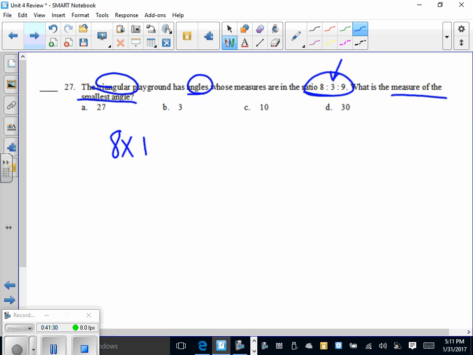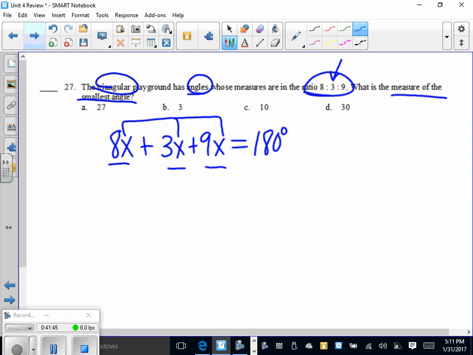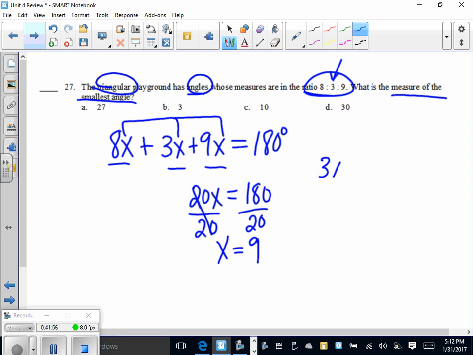What you're going to do is write it using x behind each number. Since we know the angles of the triangle add up to 180, this is what they all have in common. So we add 8x plus 3x is 11, plus 9 is 20. Solving for x, we divide both sides by 20, so x is equal to 9. Then we plug that into 3 times x, so we get 3 times 9, which is 27 degrees. So the correct answer is A, 27 degrees.